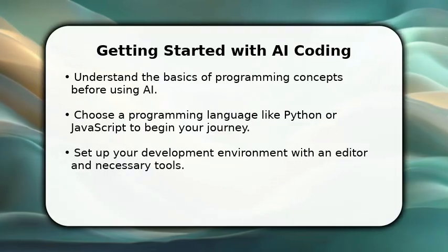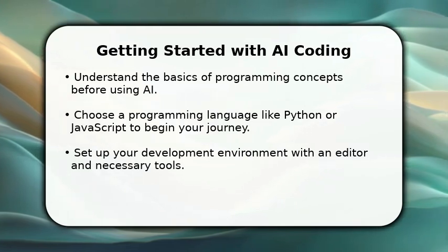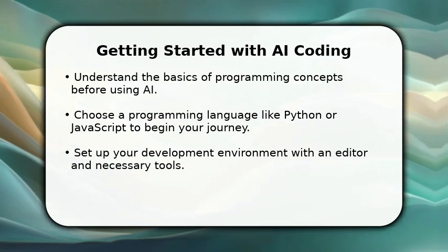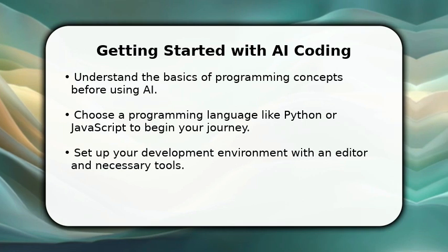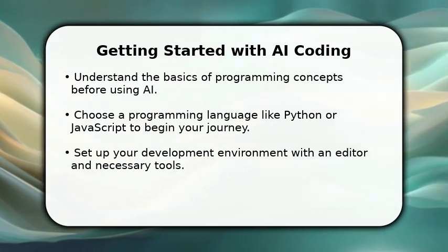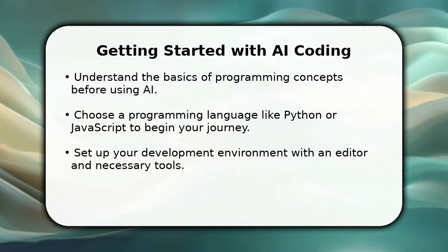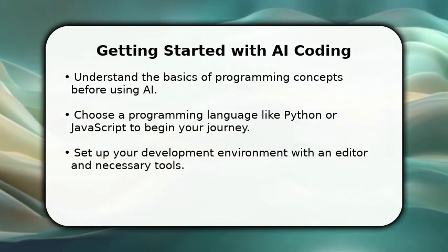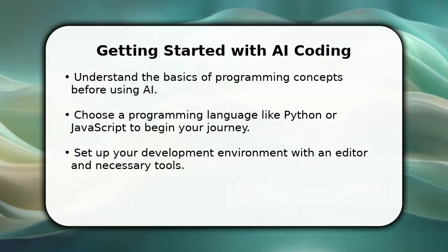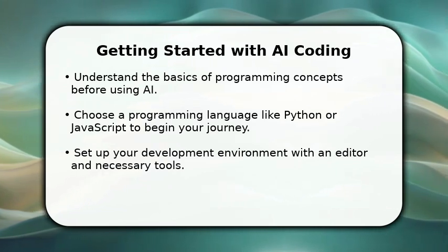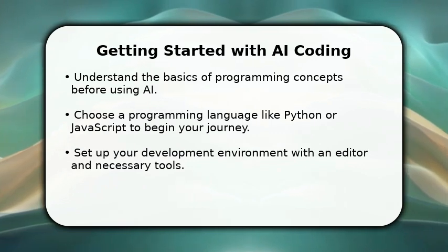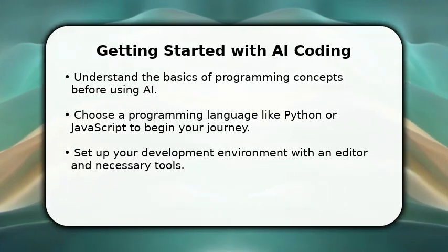In this video, I will explain how to learn programming with ChatGPT. First, ensure you have a foundational understanding of programming concepts. This will help you better interpret and utilize the AI's output. Next, select a programming language that aligns with your goals, such as Python for data science or JavaScript for web development. Setting up your development environment is crucial, including an integrated development environment or a simple text editor. Finally, mastering prompt engineering is key to getting the most out of your AI coding assistant.